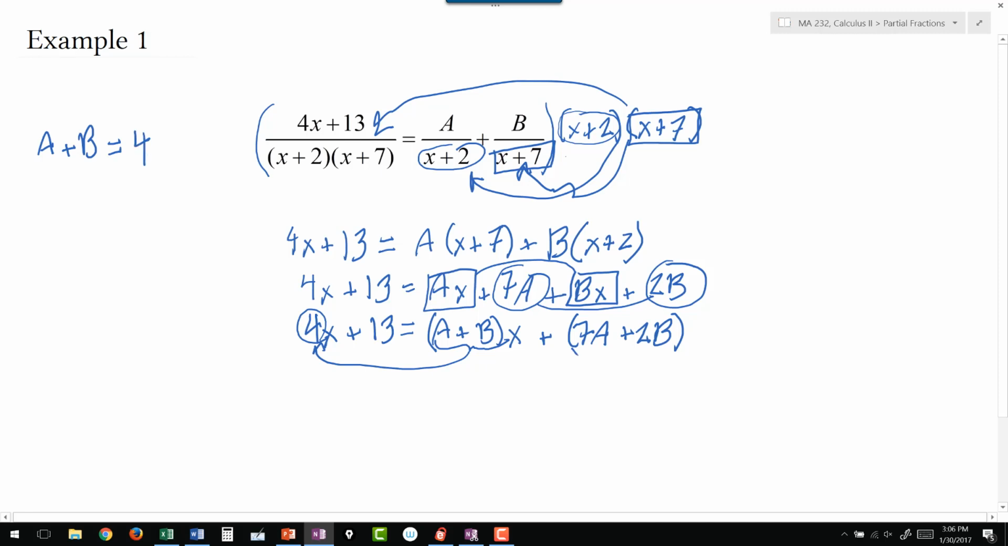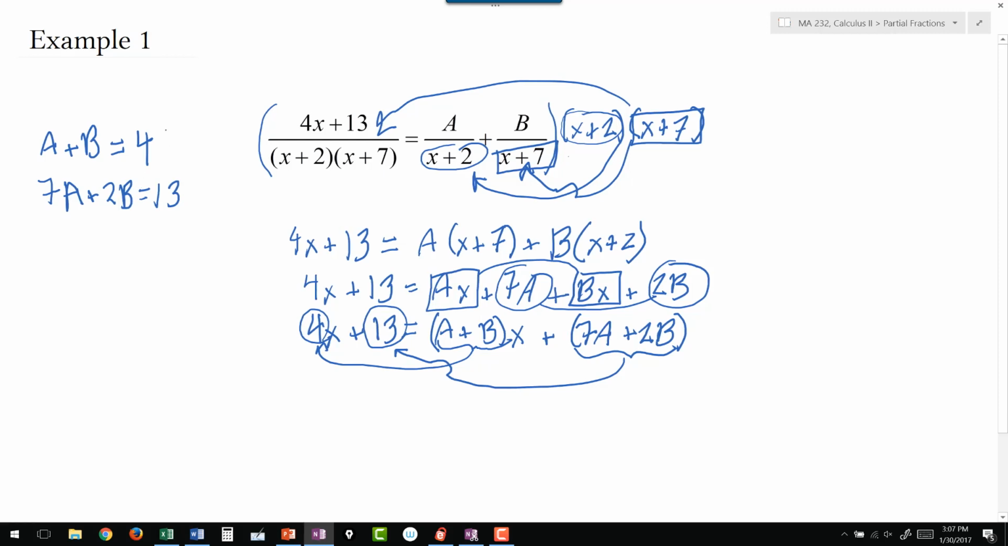The second equation comes from a similar observation that the constant or non-x term, 7a plus 2b, has to equal the constant or non-x term, 13. So I have 7a plus 2b must be 13. That gives me two equations for my two unknowns, and that's enough to solve for the a and the b. There are a few different ways to go about solving for the a and the b.